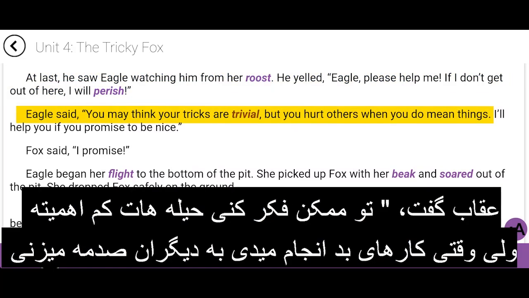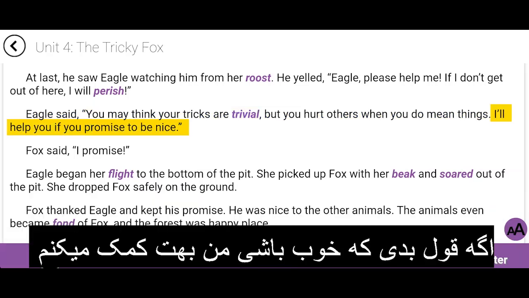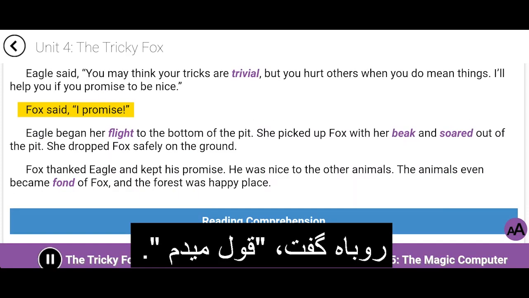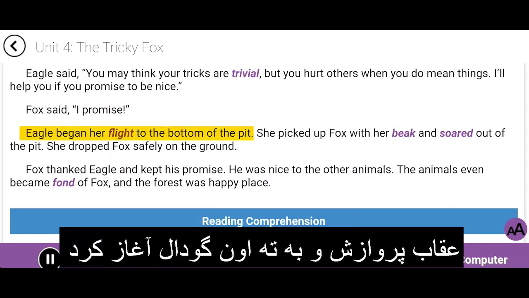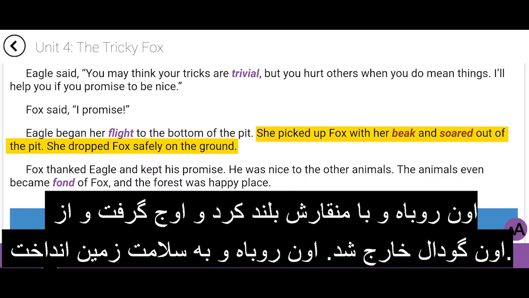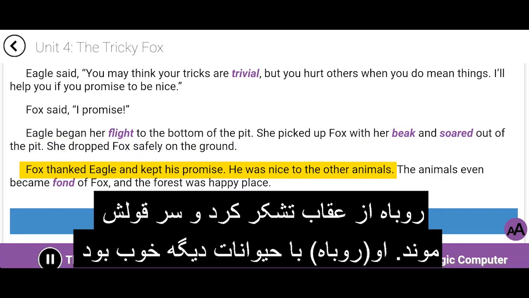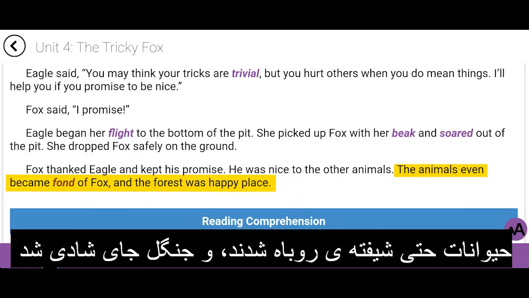Eagle said, "You may think your tricks are trivial, but you hurt others when you do mean things. I'll help you if you promise to be nice." Fox said, "I promise." Eagle began her flight to the bottom of the pit. She picked up Fox with her beak and soared out of the pit. She dropped Fox safely on the ground. Fox thanked Eagle and kept his promise. He was nice to the other animals. The animals even became fond of Fox, and the forest was a happy place.